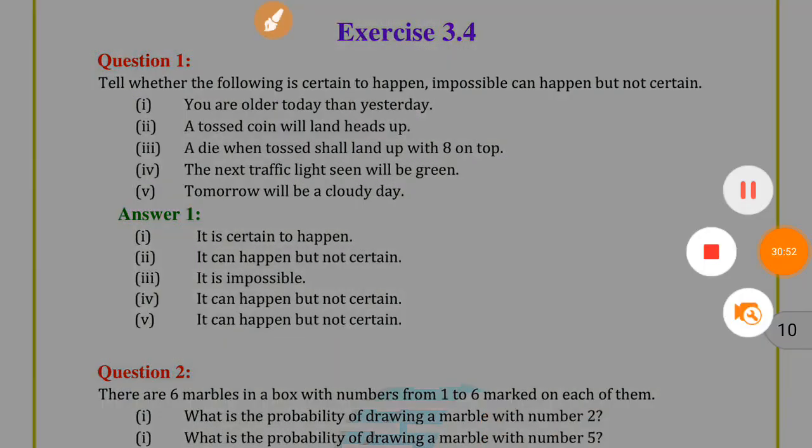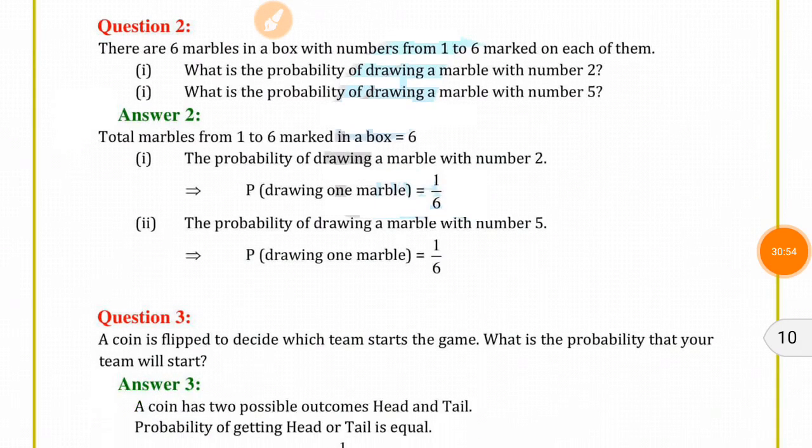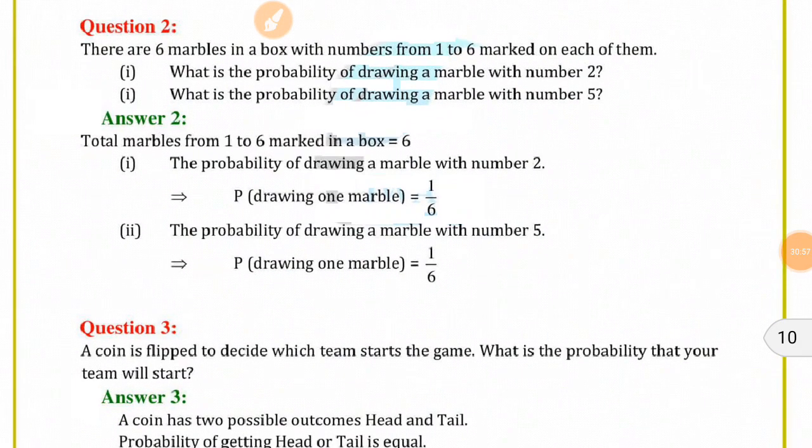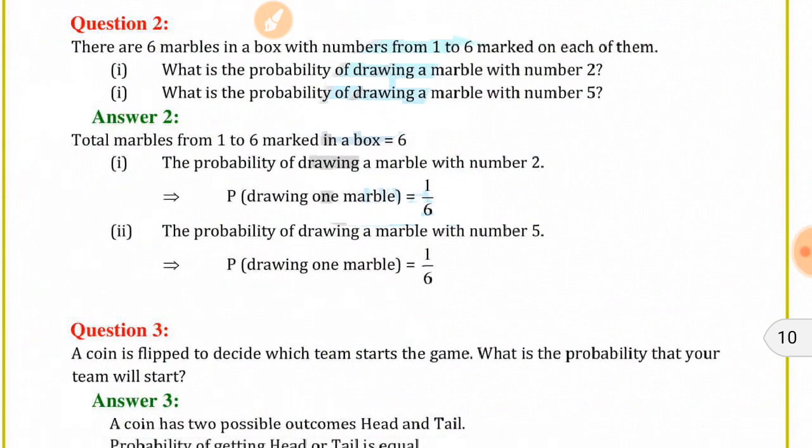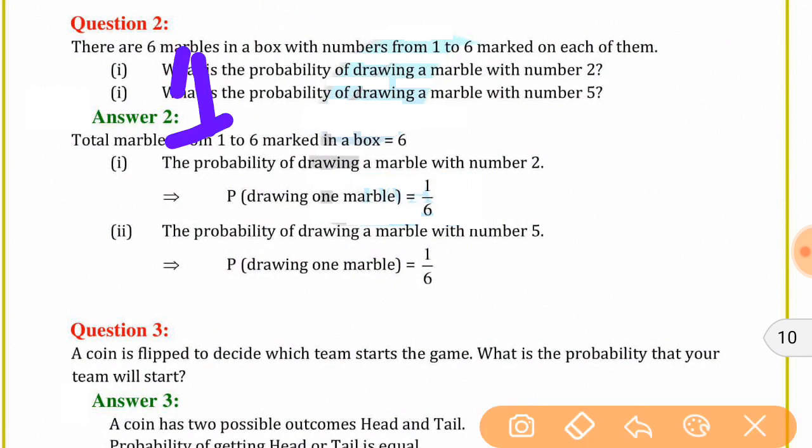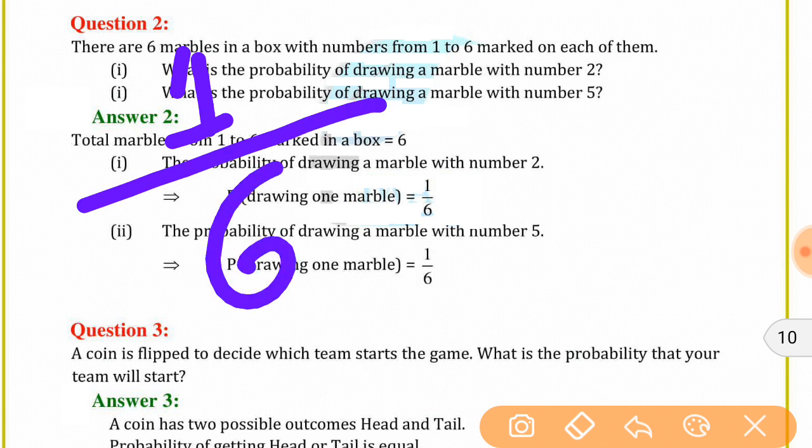In the same way, second question: there are 6 marbles in a box with the numbers from 1 to 6 marked on each of them. What is the probability of drawing a marble with number 2? See, number 2 is only 1, isn't it? So 1, 2, 3 and all are only 1 each. So number 2 is one marble. Probability is out of how many marbles? It is out of 6.